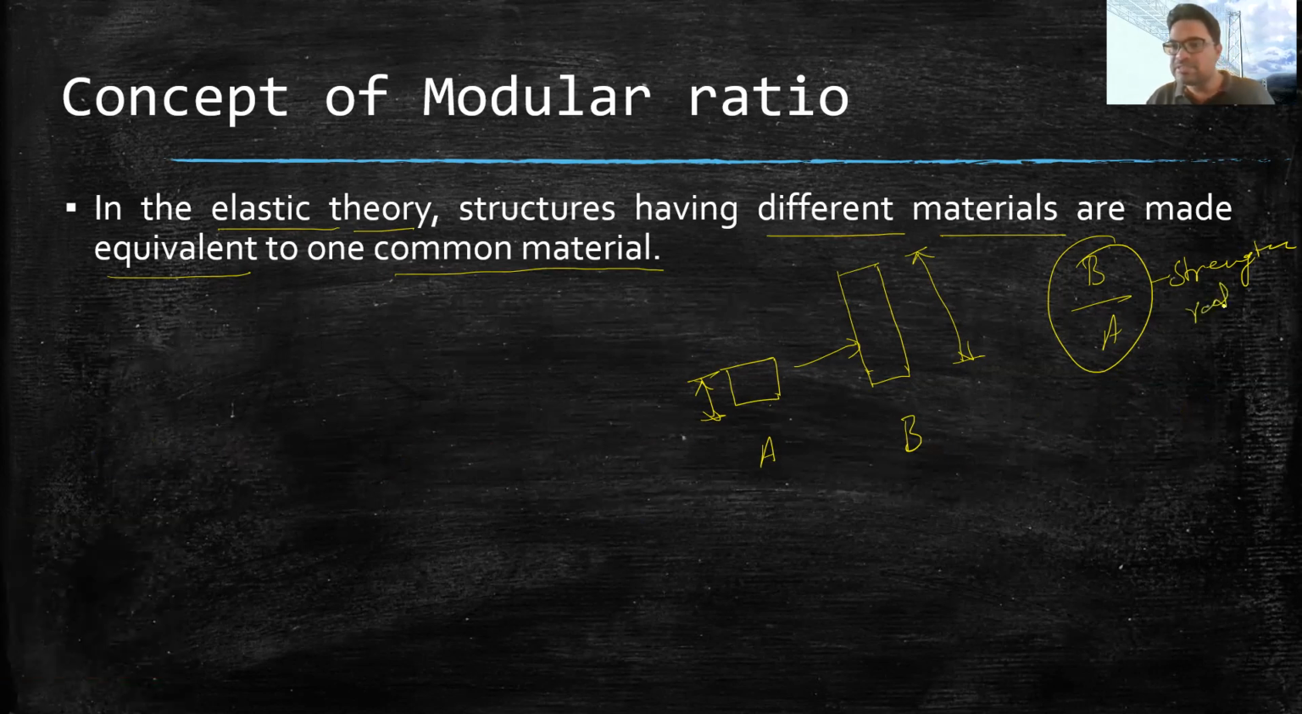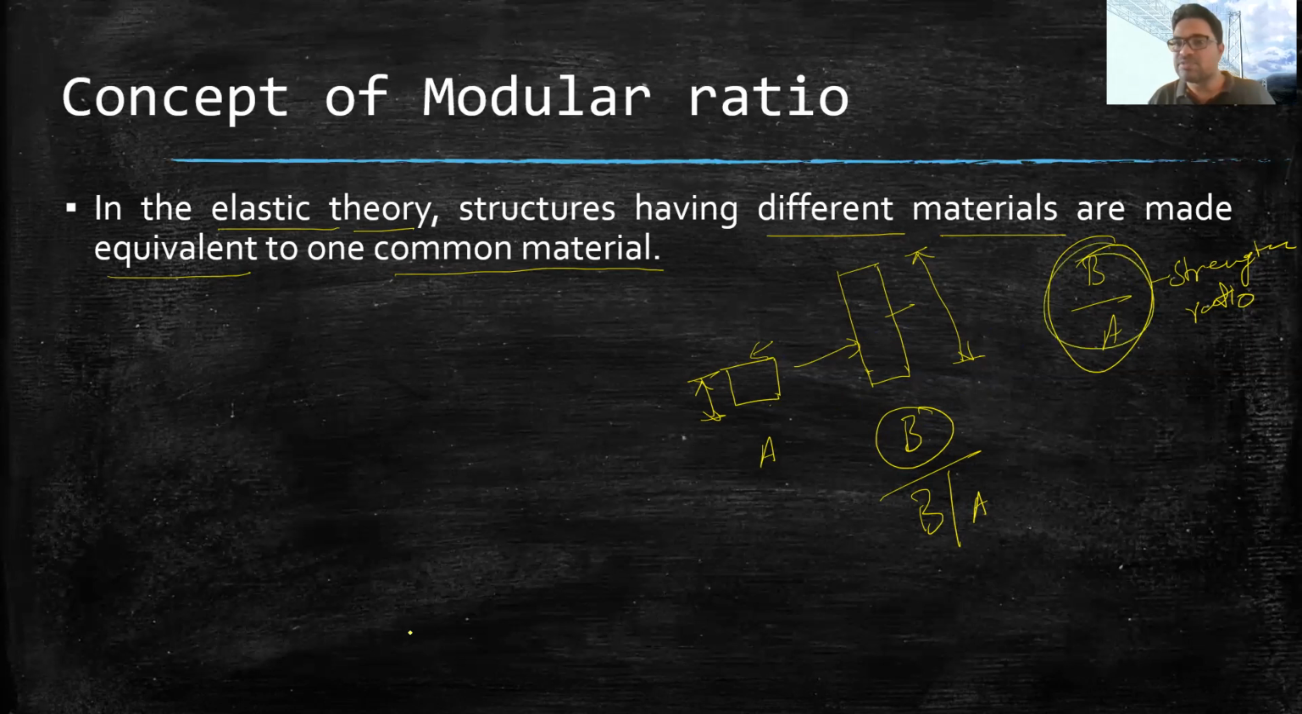So, considering that this is a strength ratio, if I want to express the strength of A in terms of B, then what I will do is express the strength of A in terms of B by dividing the strength of B by this ratio, say B by A. Similarly, if I want to express the strength of B in terms of A, then I will multiply A with this one. So this is how this ratio works. So this is the strength ratio in this case.